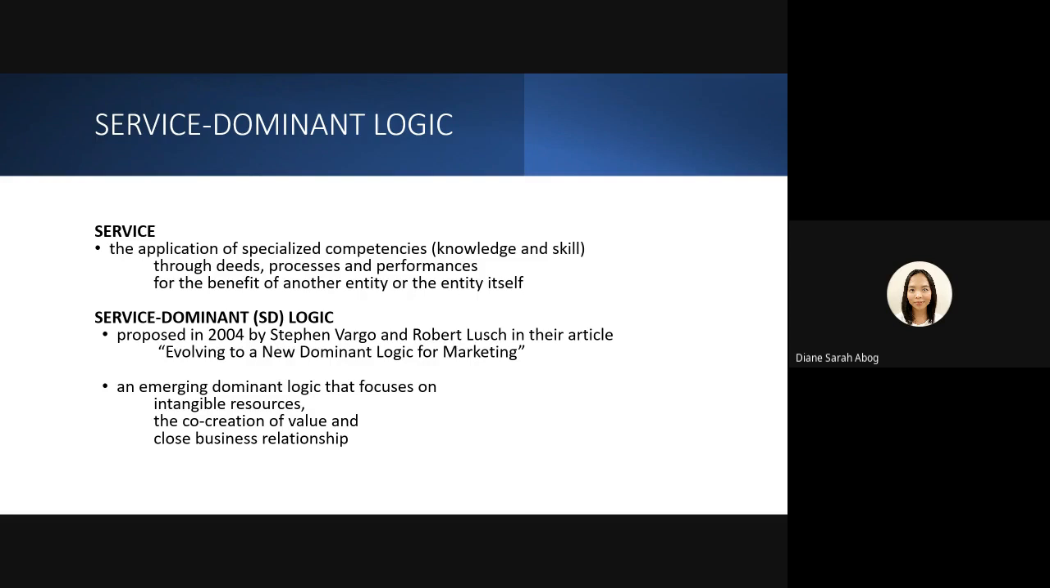So, in this way, service dominant logic is a theory proposed in 2004 by Stephen Vargo and Robert Lusch in the article Evolving to a New Dominant Logic for Marketing. It is an emerging dominant logic that focuses on intangible resources, the co-creation of value, and close business relationships. Now, SD logic's understanding of economics is that service is favored over traditional manufactured goods in today's global economy.